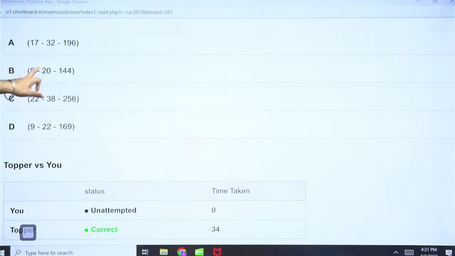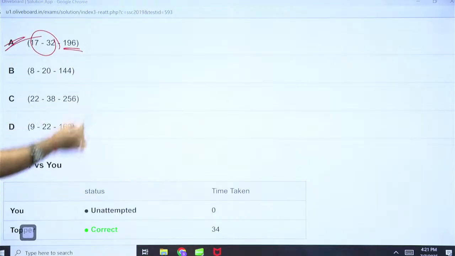This is 20 minus 8 whole square. 22 minus 9 whole square. 32, this one is not right. 32 minus 17 is not 14. This is 14 square. Option A is the odd one out.